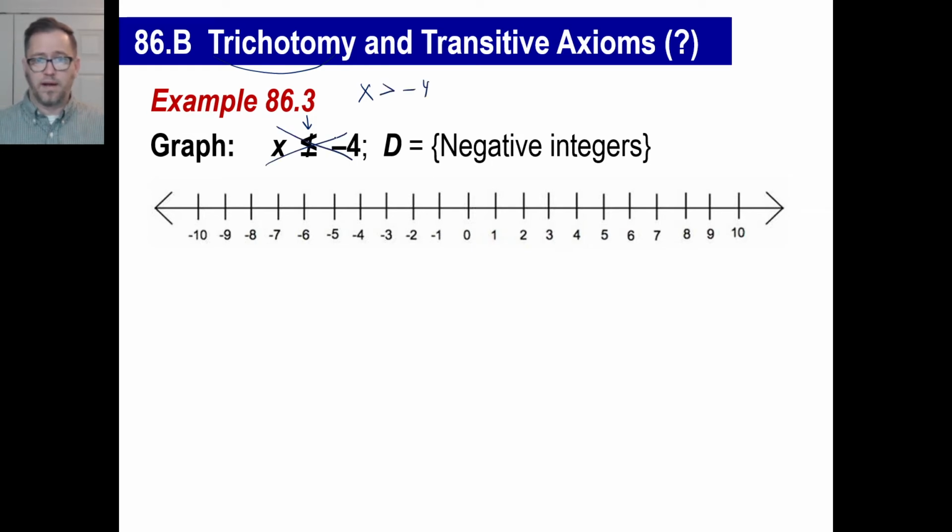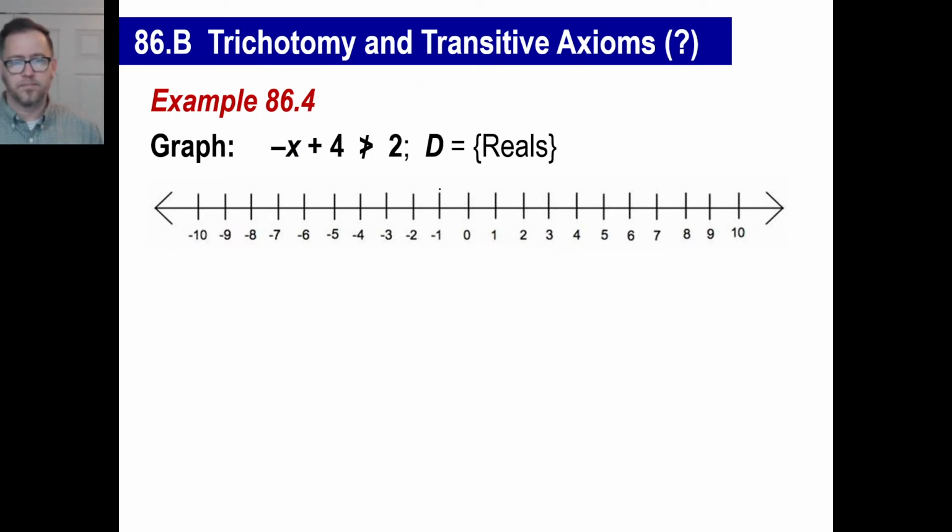In other words, we're not going to graph that. We're going to graph x is greater than -4. Okay, so let's do it. We are allowed to use negative integers in this one. So if it's greater than -4, it's going to be -3, it'll be -2, it'll be -1, and that is all we're allowed to use. So we just stop right there.